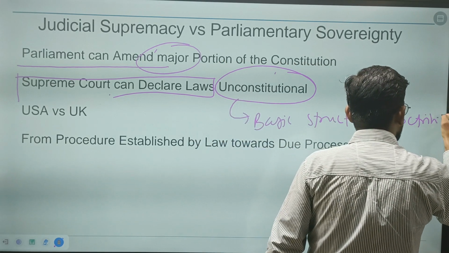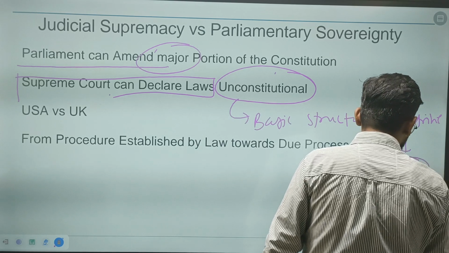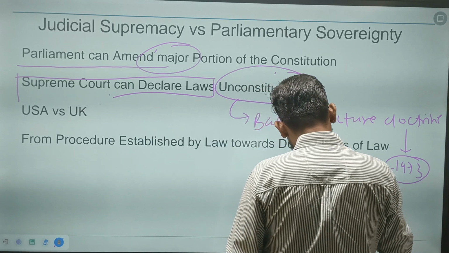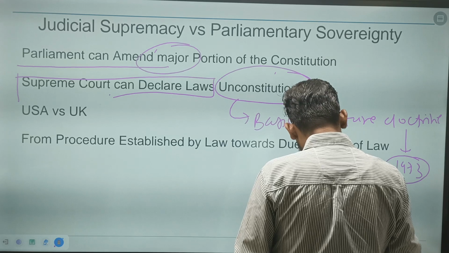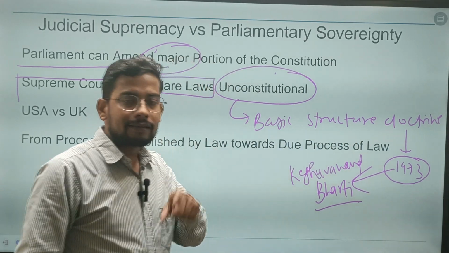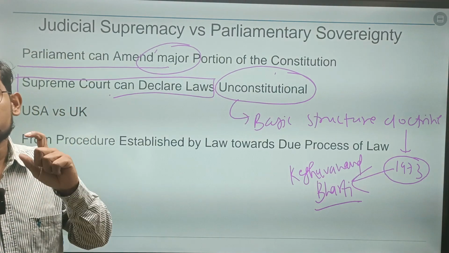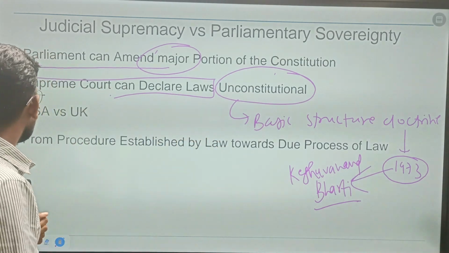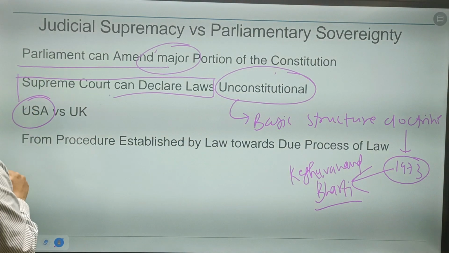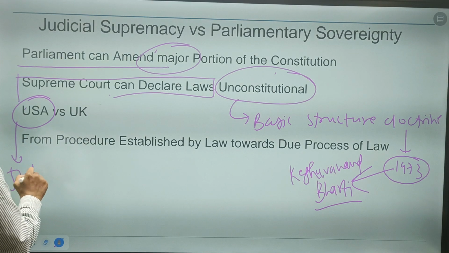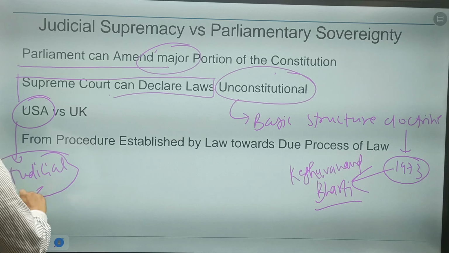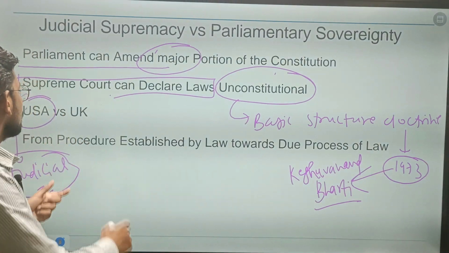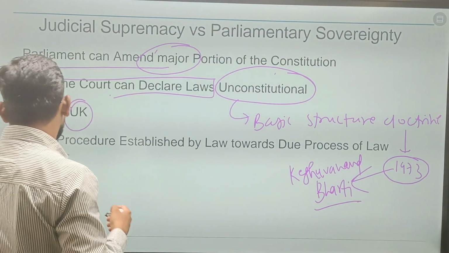This basic structure doctrine was declared in 1973, and the judgment was Keshavananda Bharati. In the Keshavananda Bharati judgment, the Supreme Court clearly said that if any law violates the basic structure doctrine of the Constitution, then that law can be declared null and void. Next, USA has judicial supremacy, because whatever is said by the judiciary cannot be amended in USA. But Britain has parliamentary sovereignty.